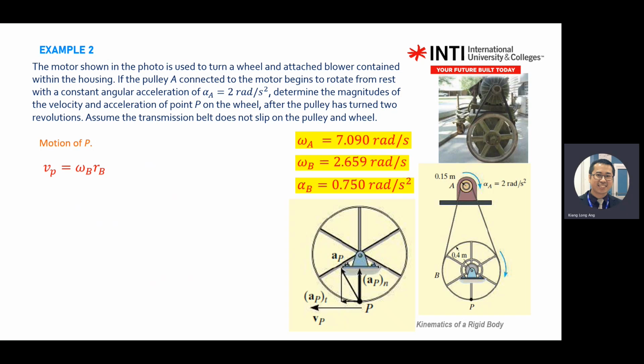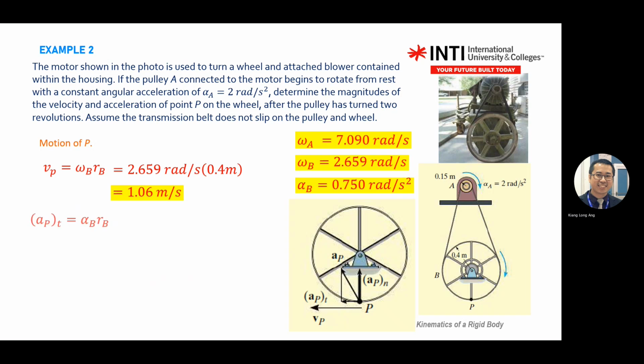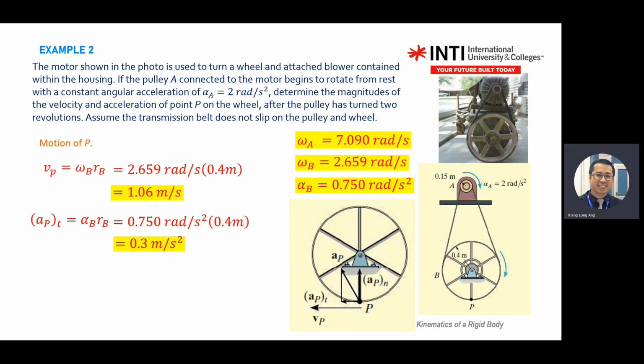Velocity of P will be linked back to angular velocity and R. P was at object B, so you use B angular velocity and B radius. You just substitute the value you got just now. Then you find the velocity of P in meter per second. You convert radian per second into meter per second. This one you focus on acceleration, velocity, and so on. A is also the same. For A you still use alpha R, because velocity is the same, so the acceleration is also the same. You substitute the value, you get meter per second squared.